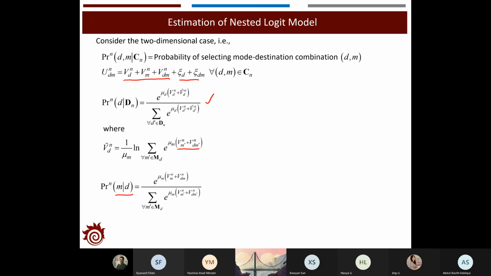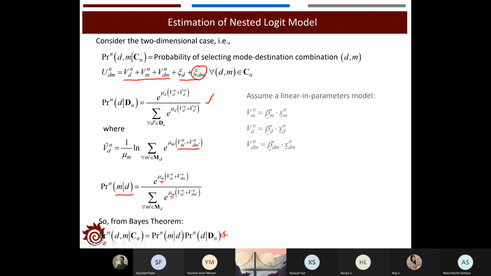For this formula, we do not have any log sum term, but we have the additional unknown variable mu m, which would be the one for us to determine the Gumbel distribution for the random variable epsilon dm. And with that, we can find out the joint probability by the product of the conditional probability and the marginal probability.